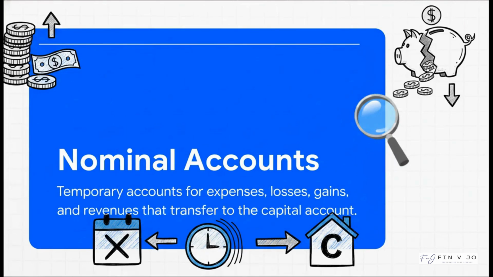Our third category is nominal accounts. These are your action accounts, the ones tracking the day-to-day operations, expenses, losses, gains, and revenues. We're talking monthly rent, employee salaries, things like that. Now here's the absolute key point. Nominal accounts are temporary. At the end of the year, they don't carry over. Instead, their net result, whether that's a profit or a loss, gets transferred directly into the capital account.